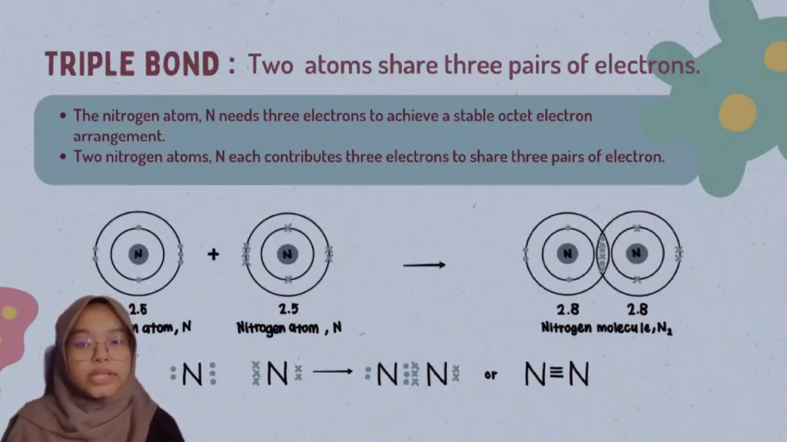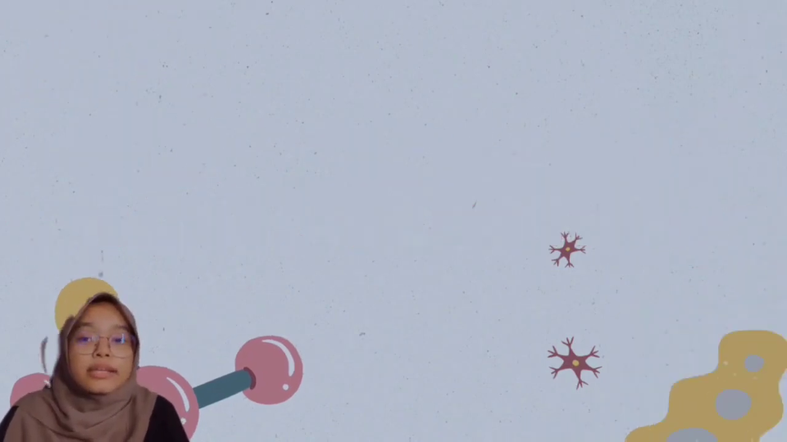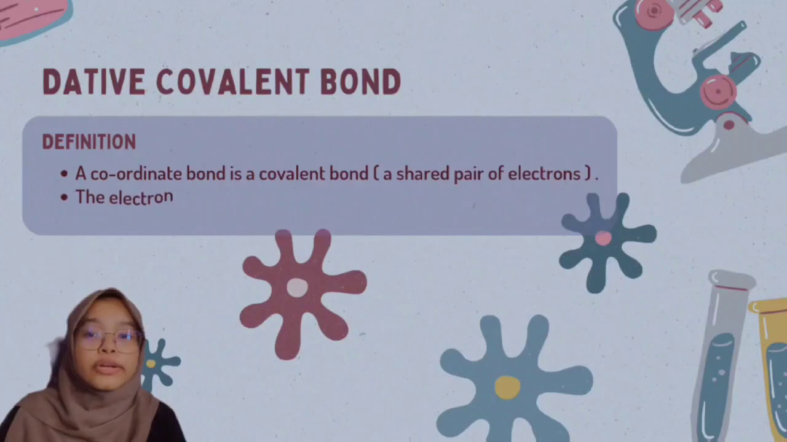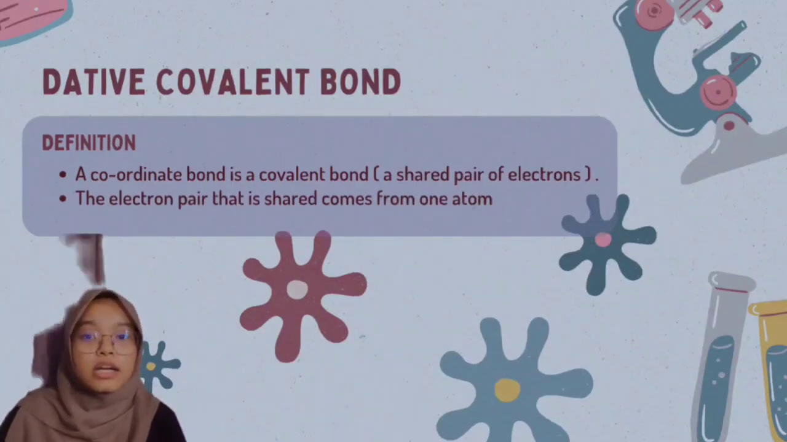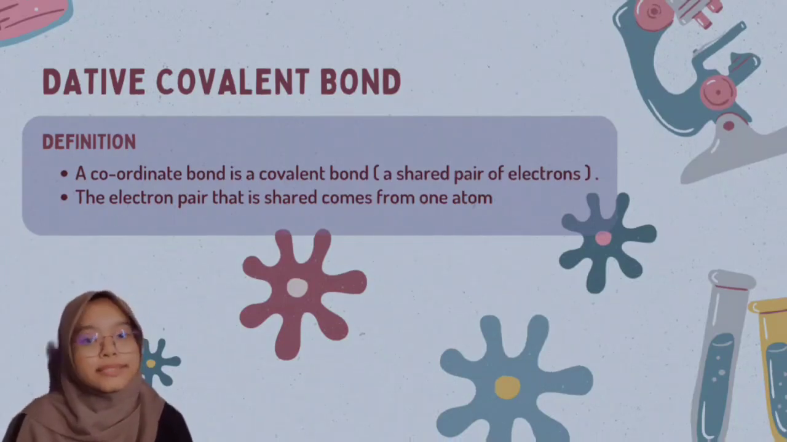The fifth one, dative covalent bond. So, what is dative covalent bond? Dative covalent bond is a coordinate bond, a shared pair of electrons, or the electron pairs that it shares come from one atom.